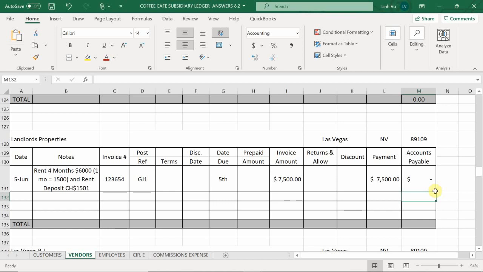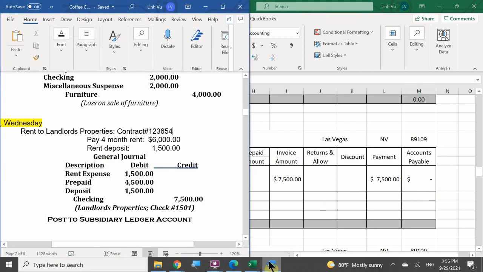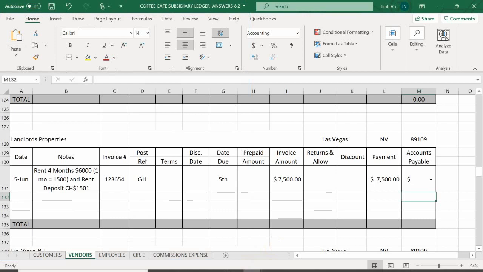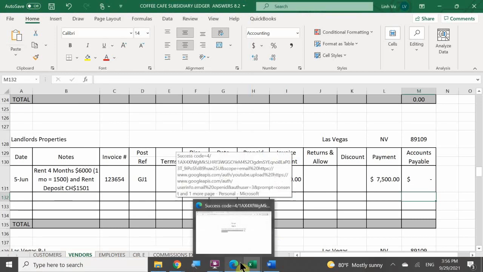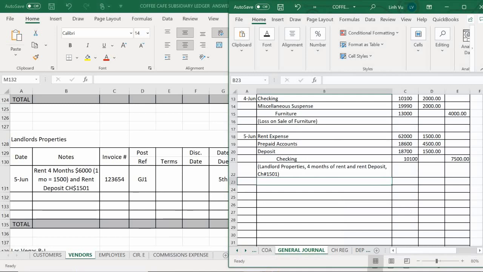But in this case, we're not going to be billed because we don't owe them anything. They did not say we owe them this amount of money. We paid at time of service, so we don't owe them anything at all. Okay, good. So there we go. We updated our subsidiary ledger. So now let's go ahead and continue on to see what happened next.